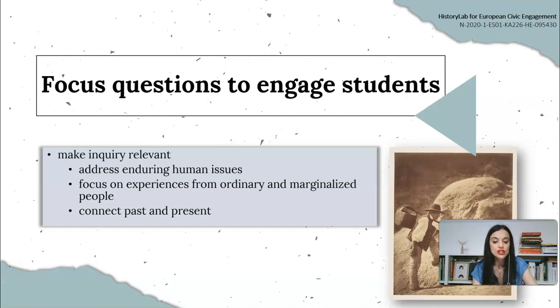Other ways to motivate students are focusing on experiences of ordinary and marginalized people, connecting past and present, and asking for ethical judgment so that students can develop their own opinions and ideals. For example, how did the authorities in the 19th and 20th century deal with vagrants and homeless people, and what do you think of the measures taken?